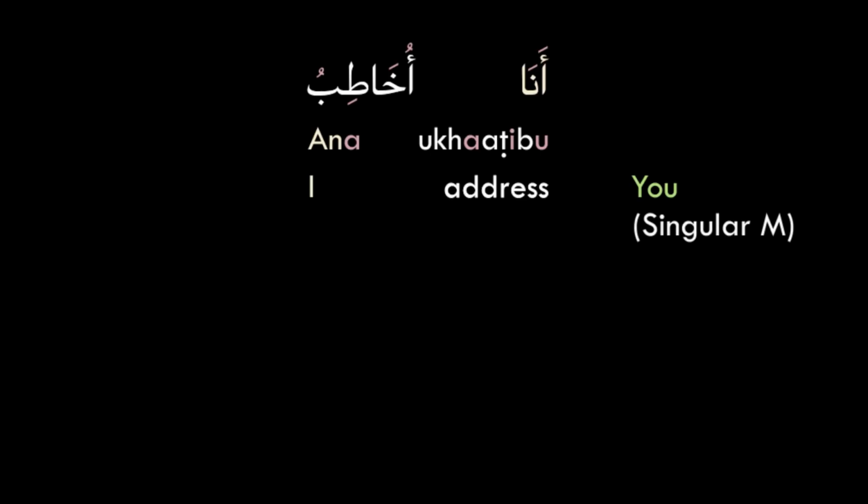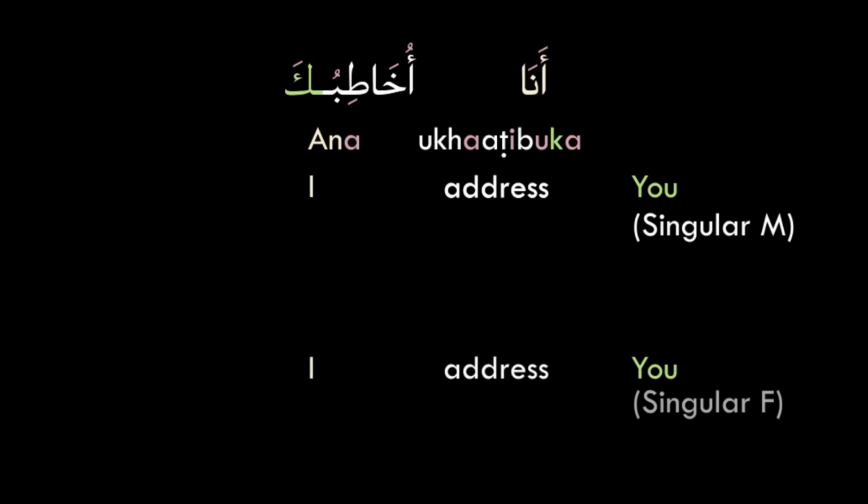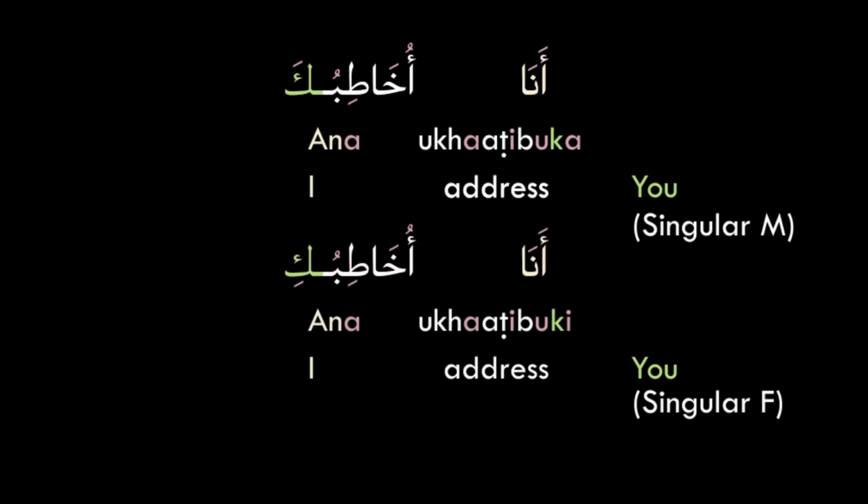Here you suffix kaf with fatha to the verb and you say أنا أخاطبك. This works for all the other subject pronouns except for the second person because you can't address you. What about addressing you as a woman? Then we suffix kaf with kesra to the verb and it becomes أنا أخاطبك. And this works for all the other subject pronouns except for the second person.